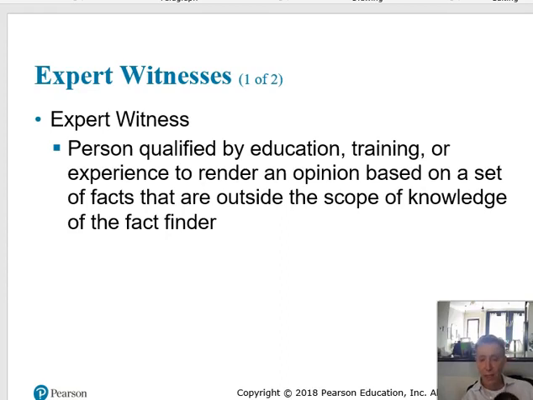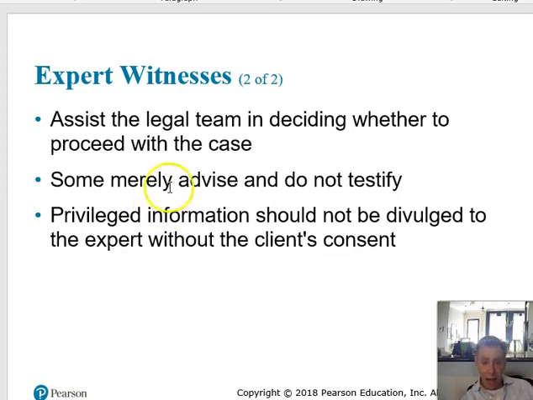So not someone who witnessed the incident or anything like that. There's someone who's specially qualified to help you determine whether you have a case or not. They assist the legal team in deciding whether to proceed with the case. Some all they do is advise and do not testify. Some do testify. And once again, this falls under privilege, and so the expert witness can't go around saying what he told the attorney or the client.